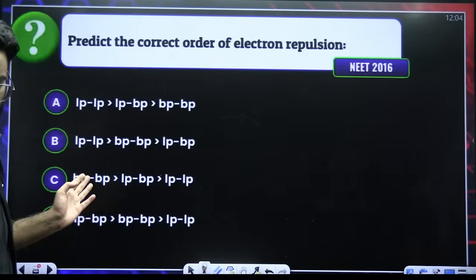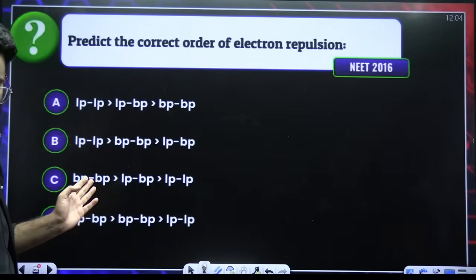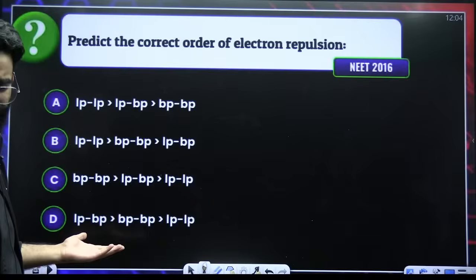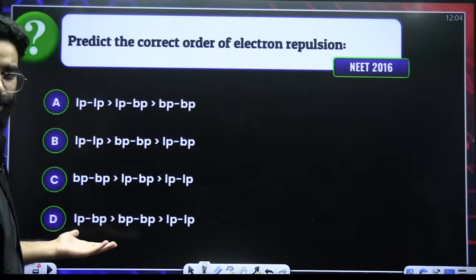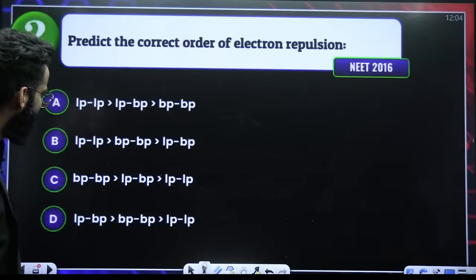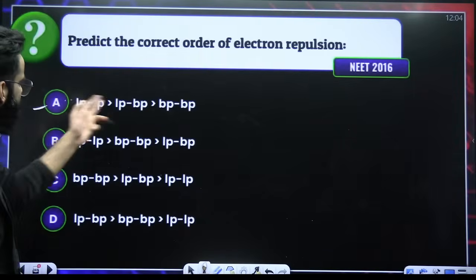This you should be able to answer quickly. You know it already, right? Yesterday I told you in detail. Lone pair-lone pair repulsions are maximum, followed by lone pair-bond pair, followed by bond pair-bond pair, right? Perfect.